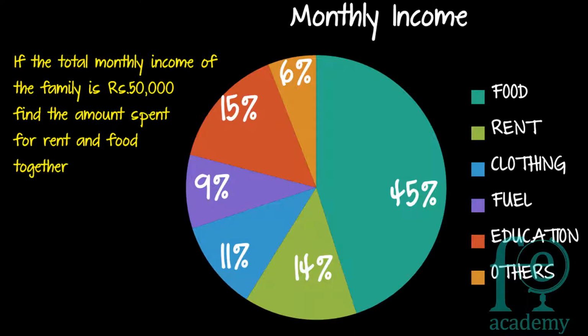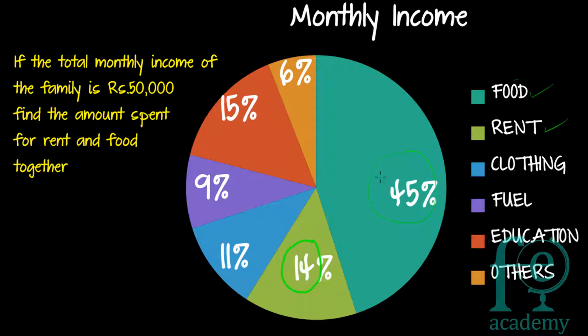So rent is represented by the green part. So that means this part is representing the rent, 14%, and food is represented by this green part, or 45%. From here you can understand food is represented by green and rent is represented by light green. So 45% and 14% are representing the food and the rent respectively.